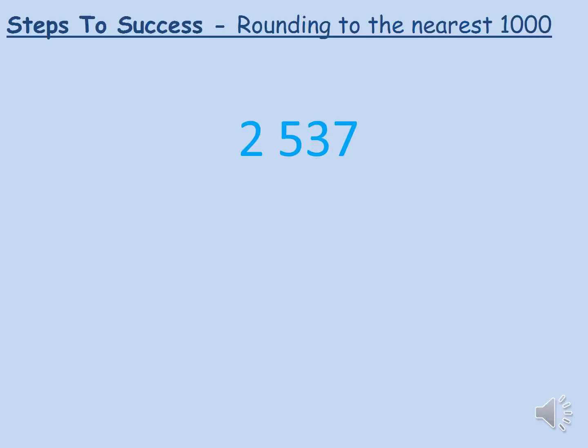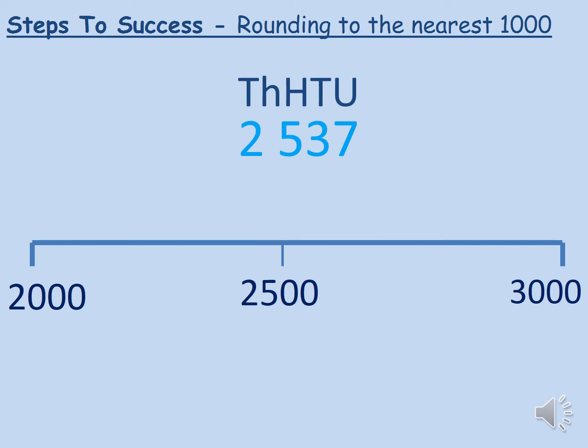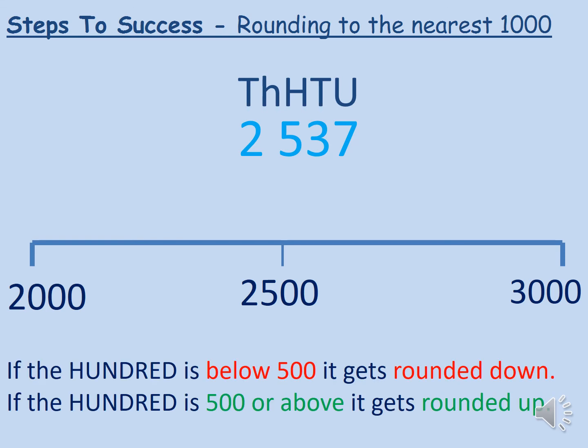Let's have a look now at the nearest 1,000. We've got 2,537. That's 2 thousands, 5 hundreds, 3 tens, 7 units. So we're looking at the thousands this time. We know that this number sits between 2,000 and 3,000. We're looking at the hundreds column, and if it's below 500, it gets rounded down. If the 100 is 500 or above, it gets rounded up. So in this case, we've got 5 hundreds, so we're going to round this number up to 3,000.